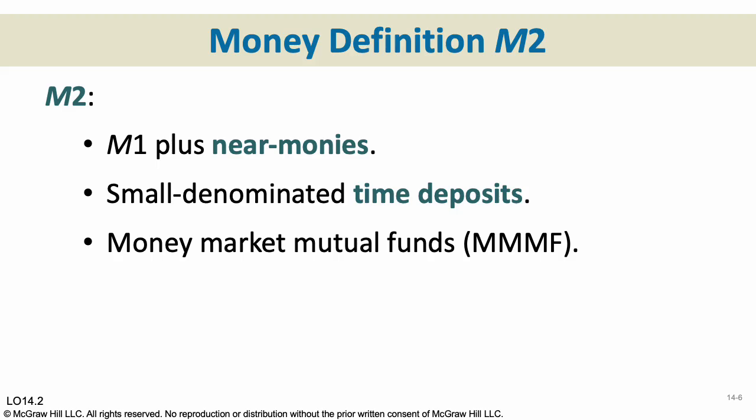Other types of accounts that you may only be able to withdraw a certain amount per time or face penalties to pull money out, that's M2 as well. Things like savings accounts, money markets, and things like that. So M2 is what's called near money. It's less liquid than M1, but it's still more liquid than physical assets.